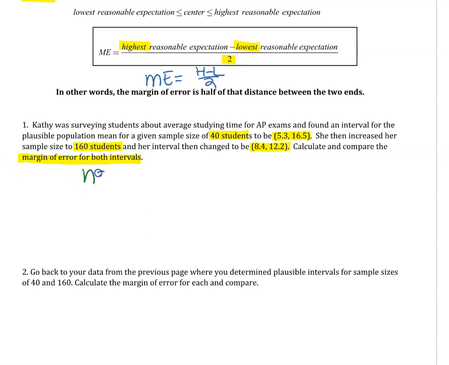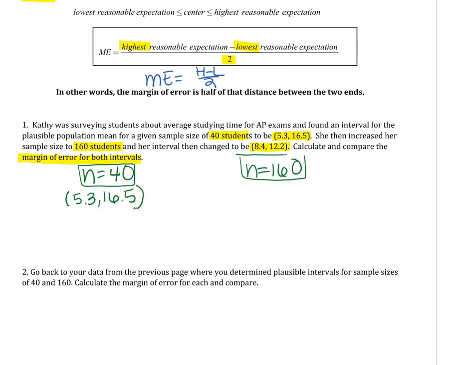All right, so you got n equals 40 and n equals 160. So starting with n equals 40, we found that interval to be between 5.3 and 16.5 for our middle 95% of data. Margin of error is high minus low divided by 2. So if I go ahead and compute that, that would end up giving me 5.6.